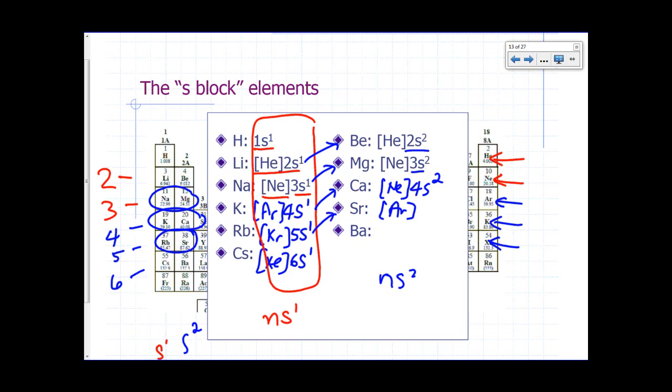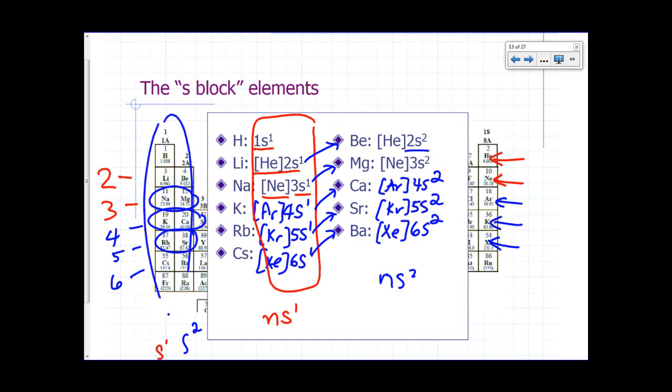I'm sorry, oops, I got it wrong. Calcium would have an argon core, 4s2. And then strontium is going to have a krypton core, and instead of 5s1, we've got one more electron, that's 5s2. And then barium, instead of 6s1, is going to have 6s2 as the valence configuration. So that's what they all have in common, and that's why these elements are known as the S-block elements.